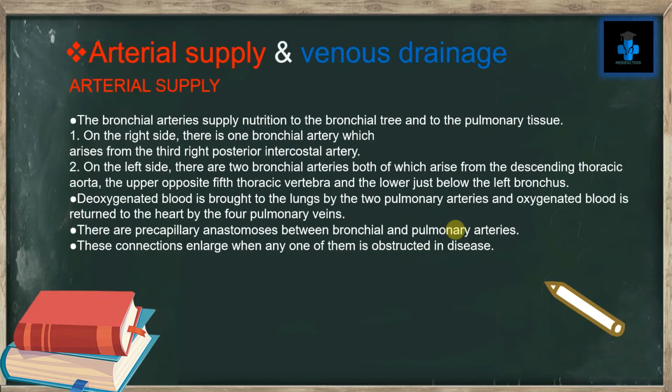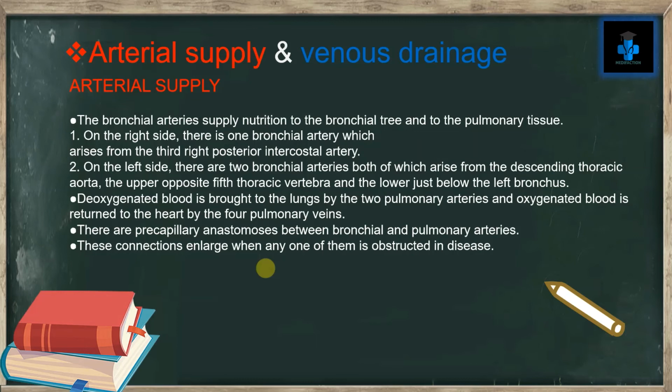Moving on to the blood supply. In arterial supply, the bronchial arteries supply nutrition to the bronchial tree and to the pulmonary tissue. On the right side, there is one bronchial artery which arises from the third right posterior intercostal artery. On the left side, there are two bronchial arteries, both of which arise from the descending thoracic aorta, the upper opposite fifth thoracic vertebra, and the lower just below the left bronchus.